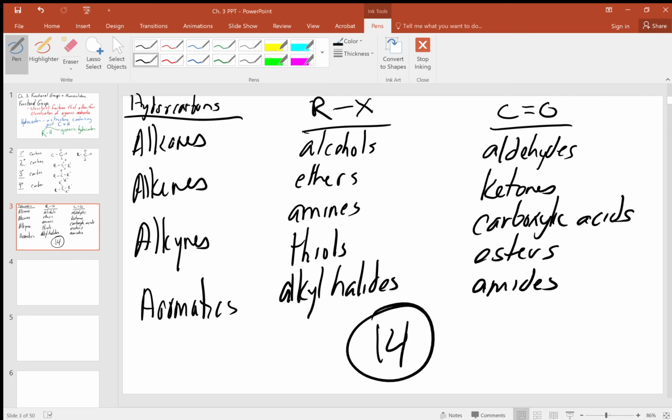So next video is where we're going to go through each of these functional groups, define them, and look at some examples.